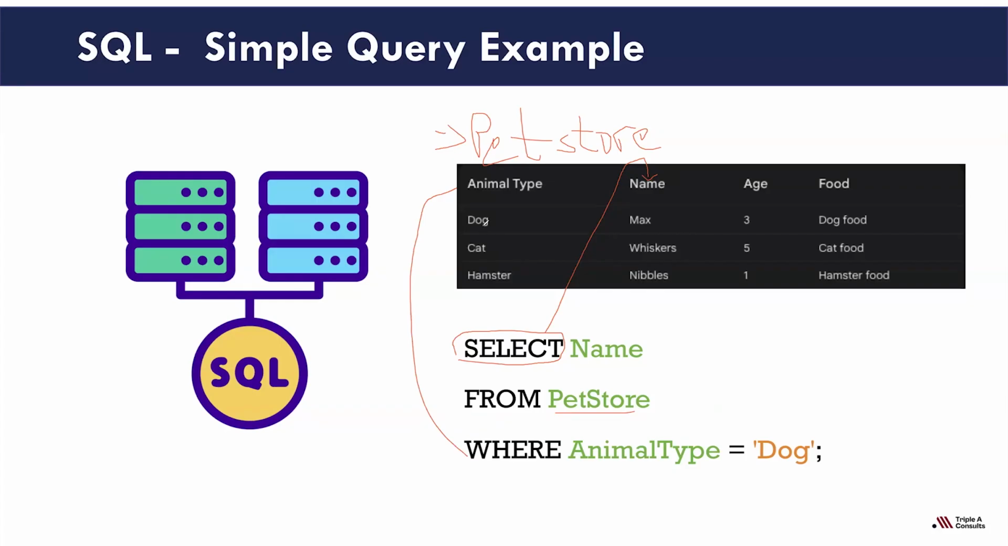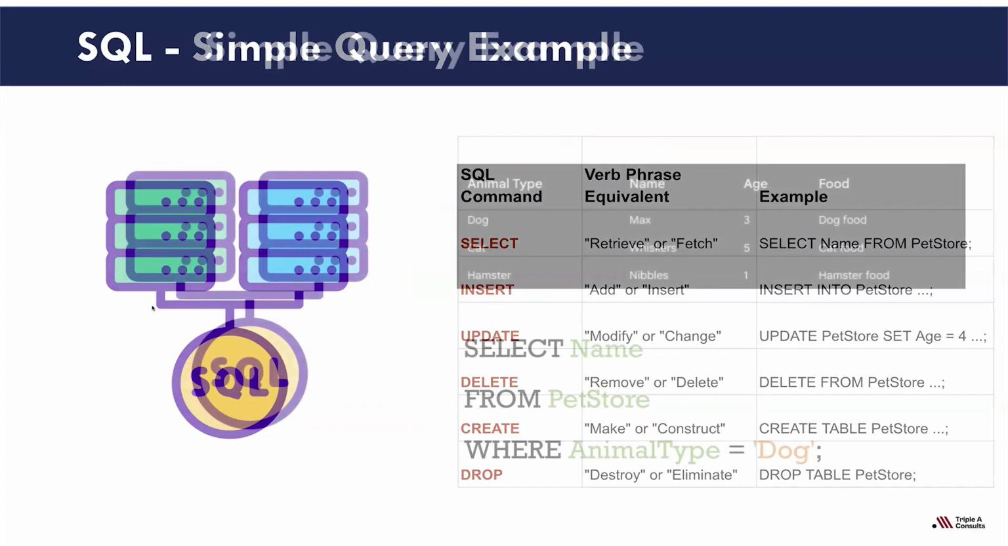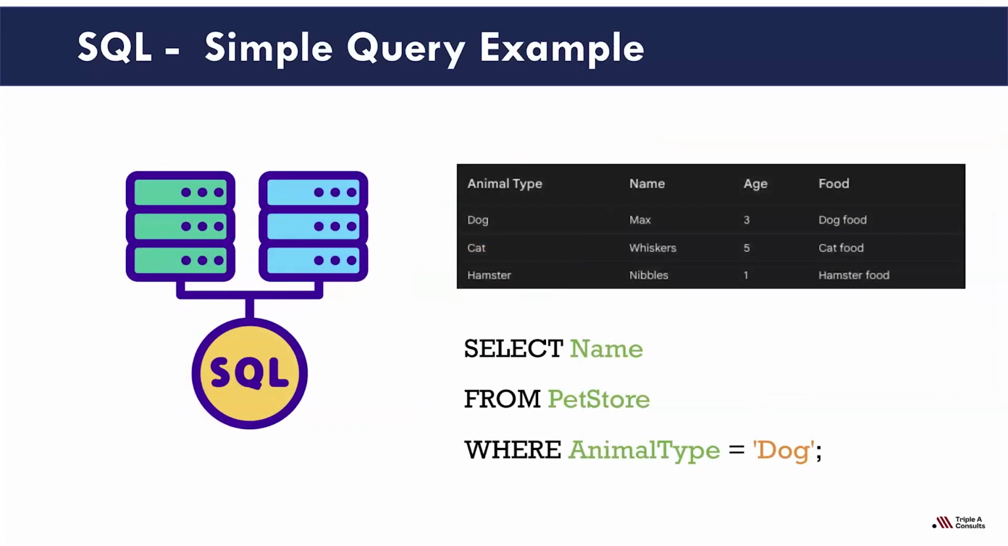It is now going to give me everything that has to deal with the dog, right? And so if I do that, I'll be able to see everything that pertains to the dog. That is how simple SQL queries are.